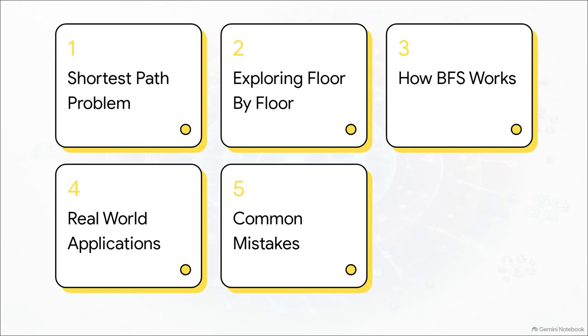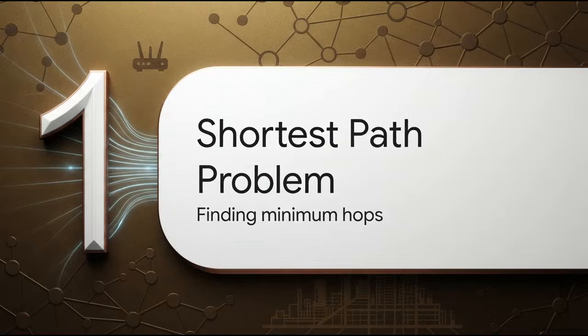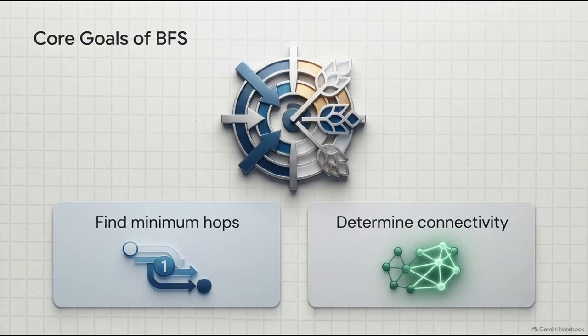Common algorithm traps. All right, starting with section 1, the shortest path problem, finding minimum hops. Without a concrete strategy, trying to find a path through a massive network of data is just incredibly inefficient. I mean, you're basically just guessing.